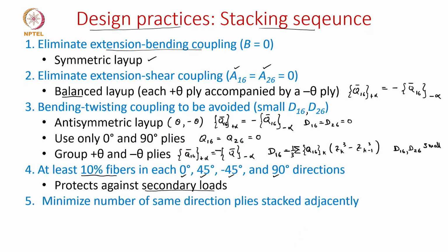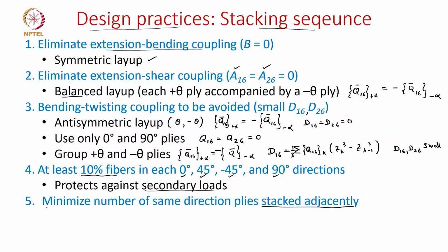And the last point is we say we minimize the number of same direction plies stacked adjacently. So let me underline this: stacked adjacently. What we are saying is, let's say we have a sequence of 20 or 40 layers, and out of these, 5 layers are at 0 degrees. Instead of keeping all of those 0 degree layers together sitting next to each other, it is better to spread them apart.